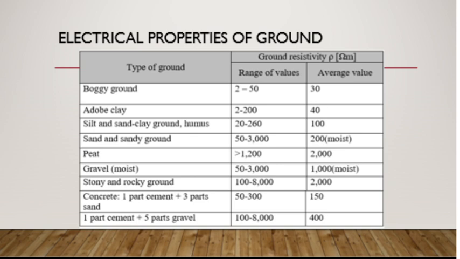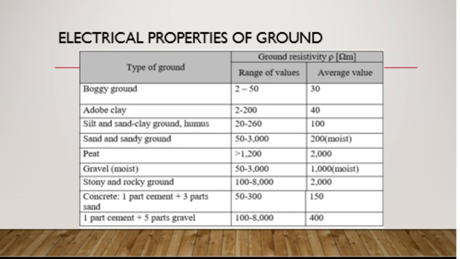Next will be the electrical properties of ground. This is certain data that you do not have to remember, but you can see that if you have different types of ground, the average value of ground resistivity is going to change. If you have boggy ground, adobe clay, sand clay, sandy ground, peat type of ground, or gravels, then as you can see, gravel will have the highest value of resistivity. Stony and rocky ground will also have a very high value of resistivity.